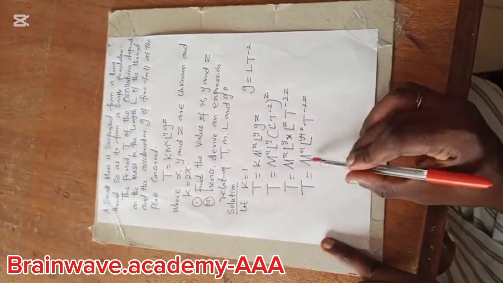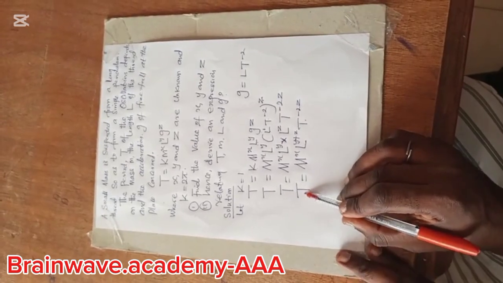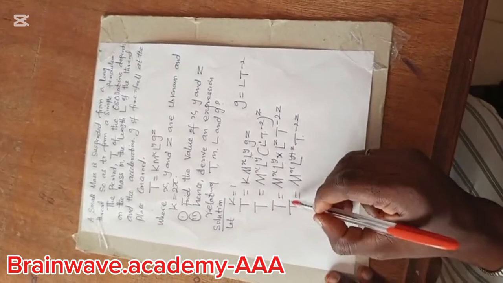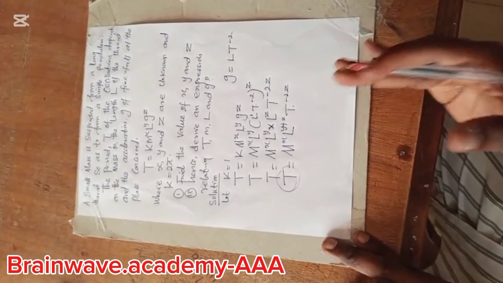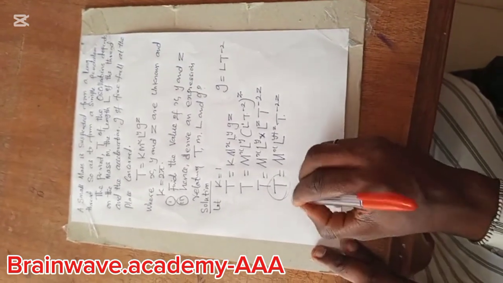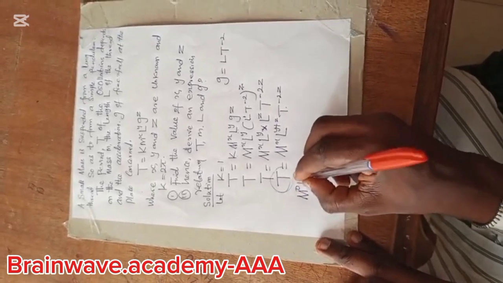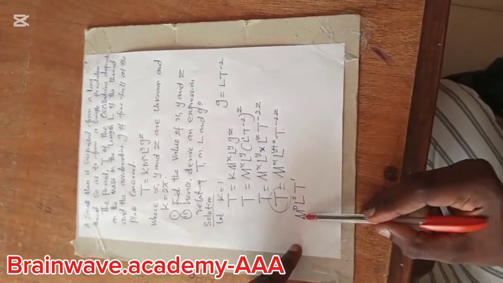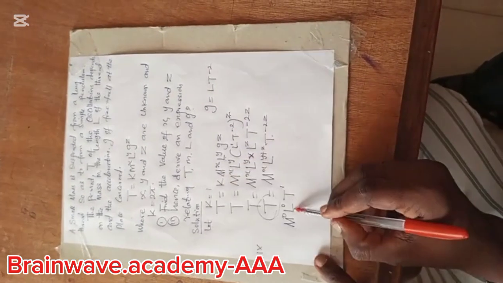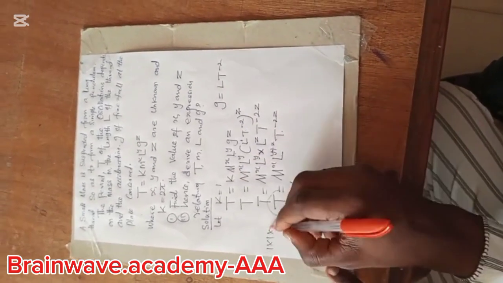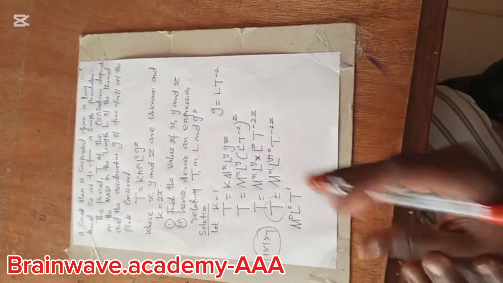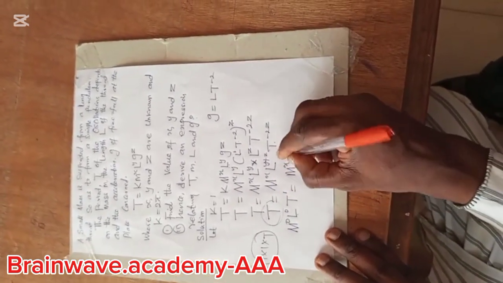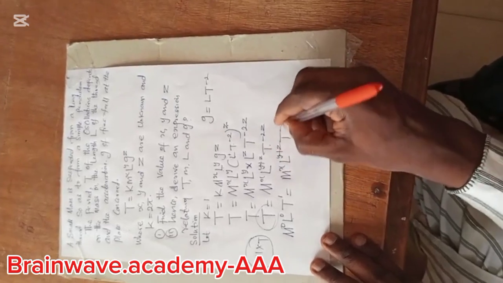If you look at the right hand side, we have m, l, and t, but on the left hand side we have only t. We have to make this one in such a way that it has m, l, and t as well. We know that m raised to power 0 is 1, l raised to power 0 is 1, t raised to power 1 is t. So m raised to power 0 is 1 times l raised to power 0 is 1 times t raised to power 1 is t. If you do this, you still have t. But we have to make it like so that we can compare. We have m raised to power s, l raised to power y plus z, t raised to power minus 2z.